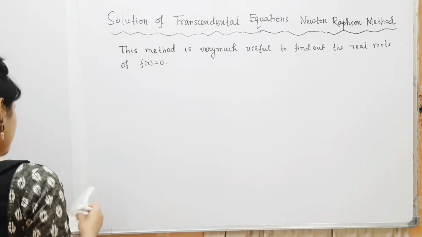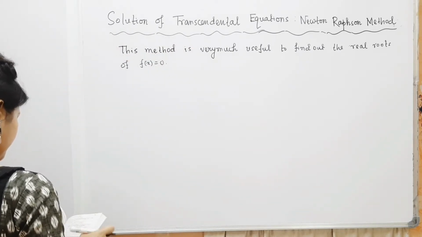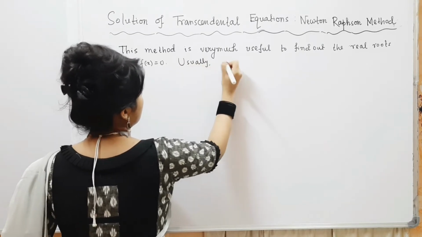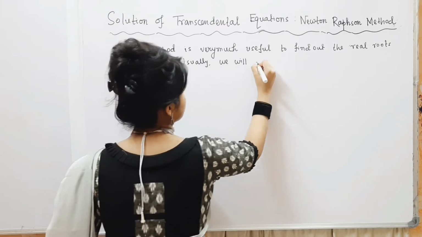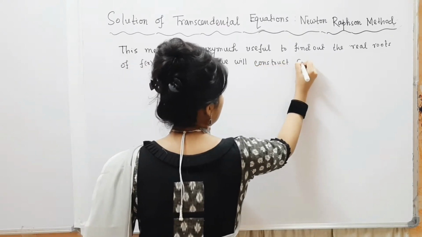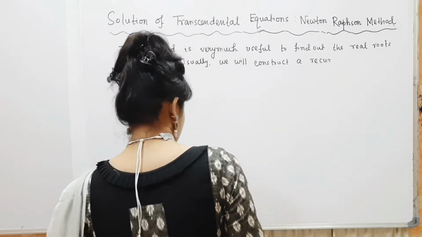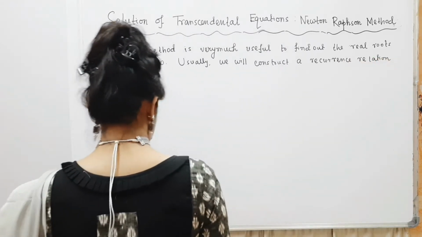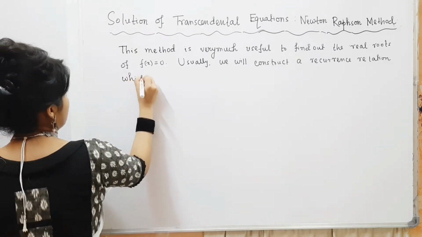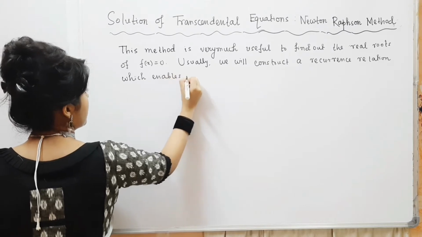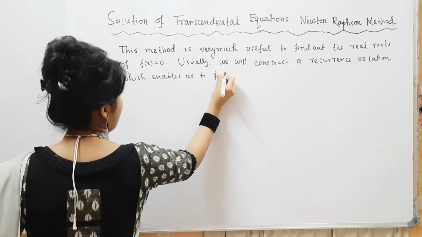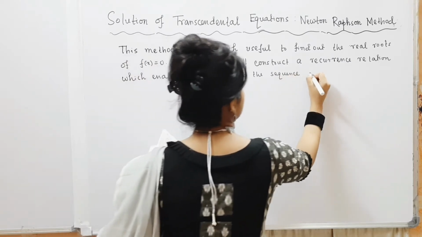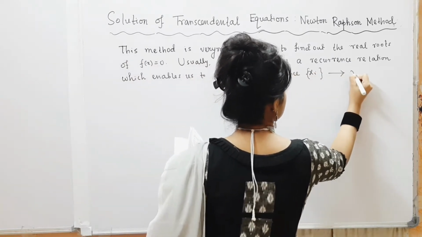So usually we will construct a recurrence relation which enables us to find the sequence xi converging to the desired root r.